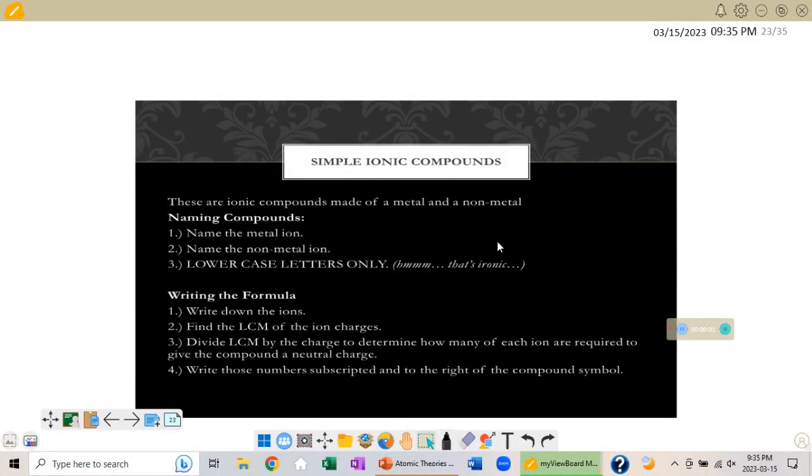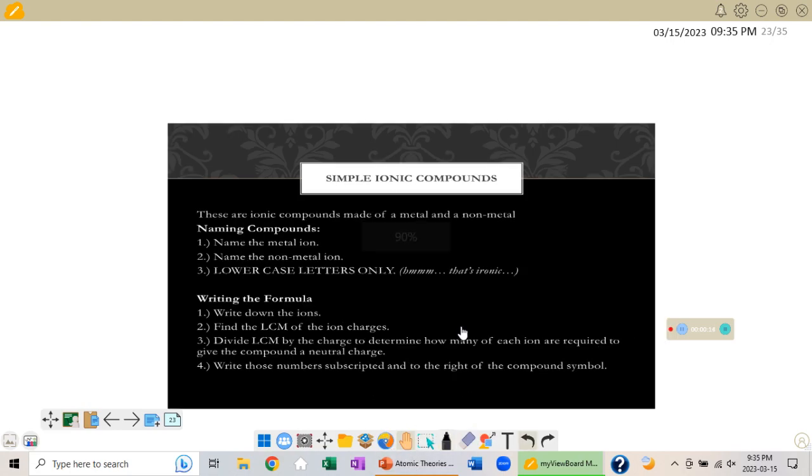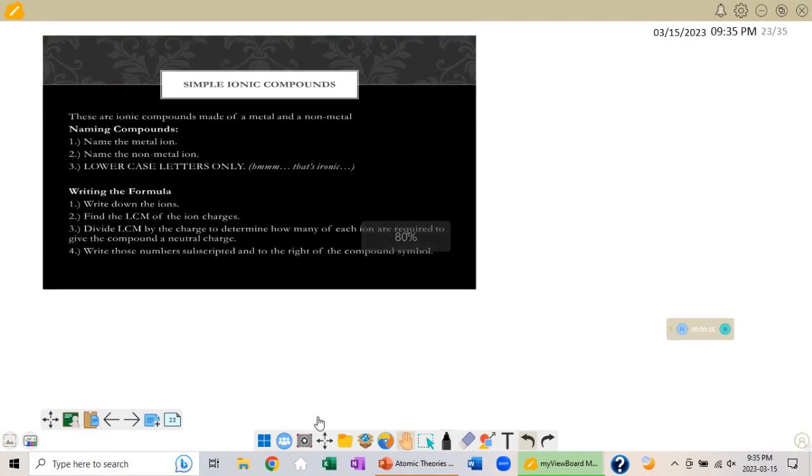All right, simple ionic compounds, really straightforward. This is where you are given a formula, and if I have to go from formula to name, well, what we do, given a formula, I don't know, let's pick MgCl2.